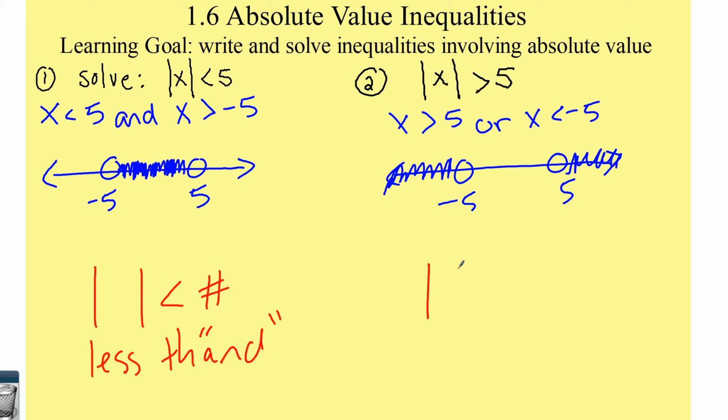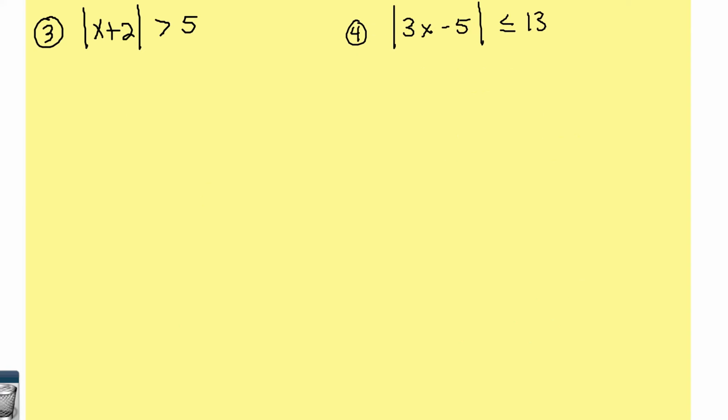Over here, when you have the absolute value is greater than something, when it's greater, you're going to use an "or." That's what you're going to try and teach yourself, or try to remember, or some other acronym or something you want to use. Alright, so let's put it to use.